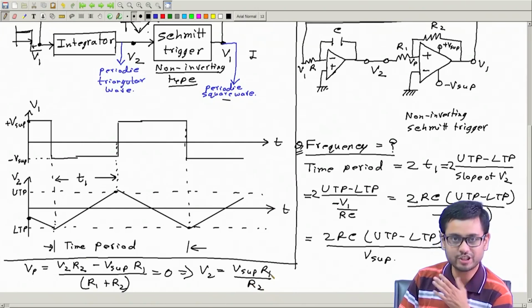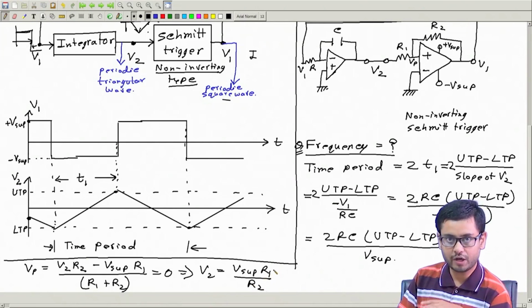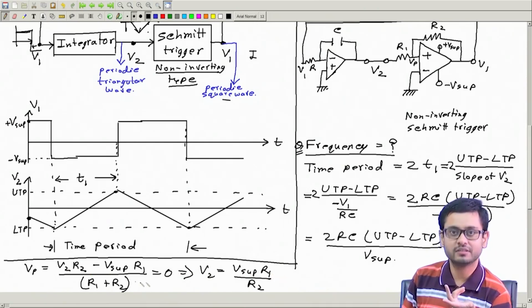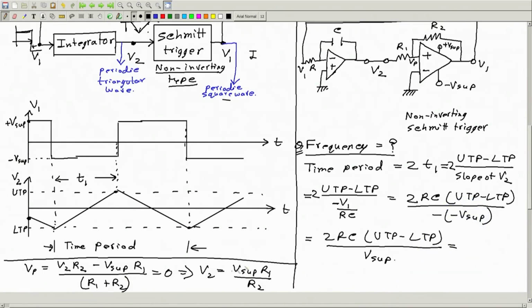So this is a very short, quick derivation. I didn't write a lot of things because we did it before. If you forget, like I forgot, this is how you can do it. So now let's put the value. This is the value of the upper trigger point. Similarly, the lower trigger point will just be the negative of this.